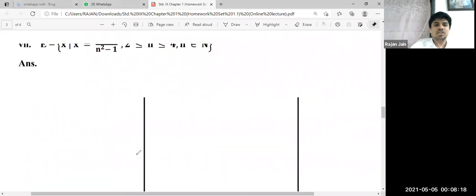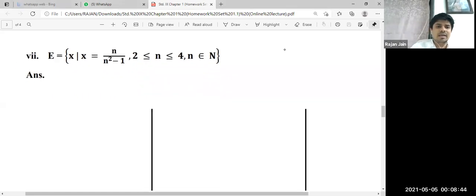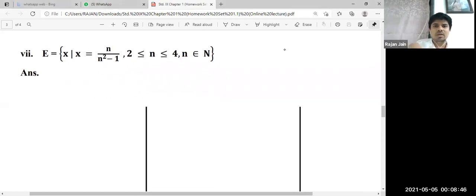Going to the next question. Now this sum is similar to the previous one that we have just done. x is given by a formula. What is the question? E is a set of all x such that x is equal to n upon n square minus 1, and there are two conditions on n. Now first of all, is my set of x or a set of n? It is clearly written here. If I go and look, it's clearly written. This much is enough to understand.